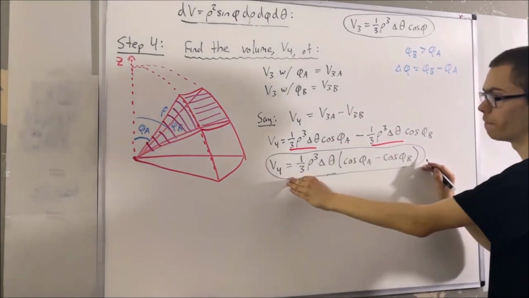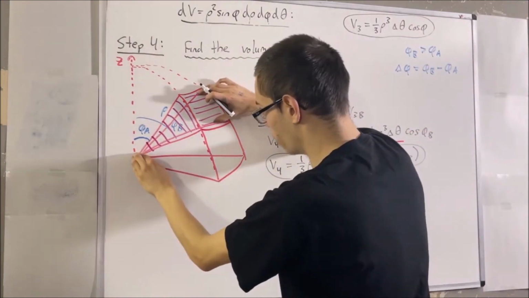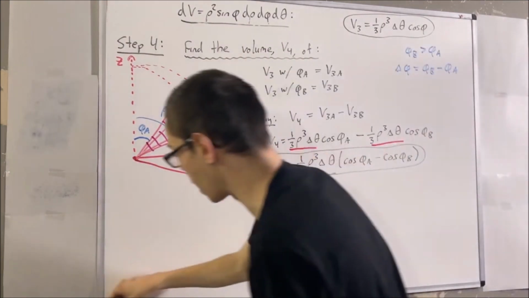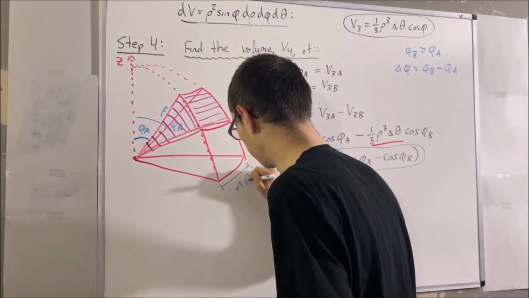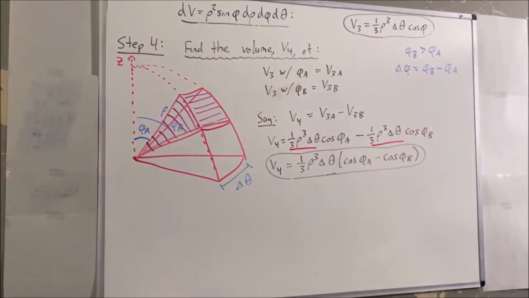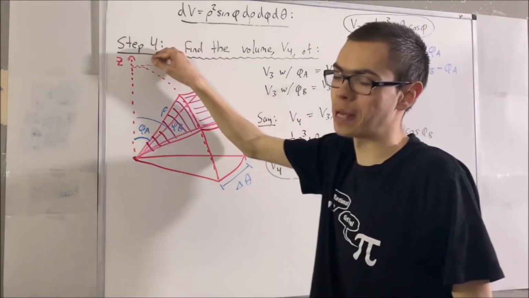This right here would be the volume of this region. And by the way, I forgot to write that this angle would be delta theta still. So yeah, that's basically what that is. So now we're ready to move on to step 5.